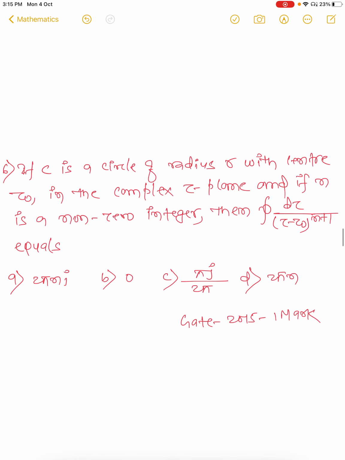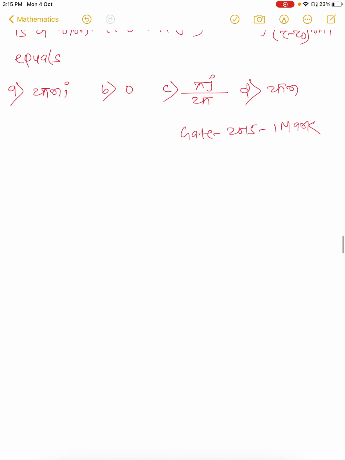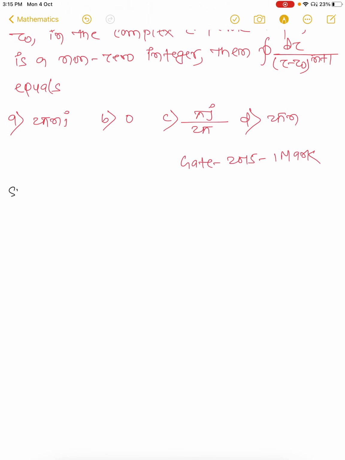Okay, now comes the next question. If C is a circle of radius r with center z0 in the complex z plane, and n is a non-zero integer, then the integral of dz upon (z minus z0) to the power n plus 1 equals what? We have to find out the integration of dz upon (z minus z0) to the power n plus 1.